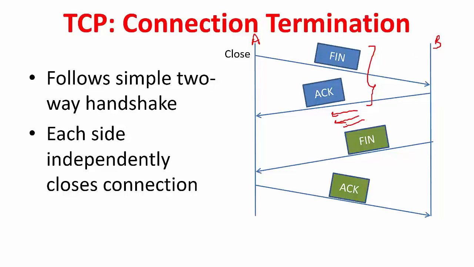It's just that when A says I will close a connection, it is saying I don't want to send any data. So data from A to B is no longer permitted, but B can continue to send data. Whenever B is done, B can then send a FIN and A will acknowledge it, and this will close the connection from B to A, in which case B also cannot send any more data. So this is how the TCP connections are closed. This is a very simple two-way handshake, and the point that I mentioned here is that each side independently closes the connection.